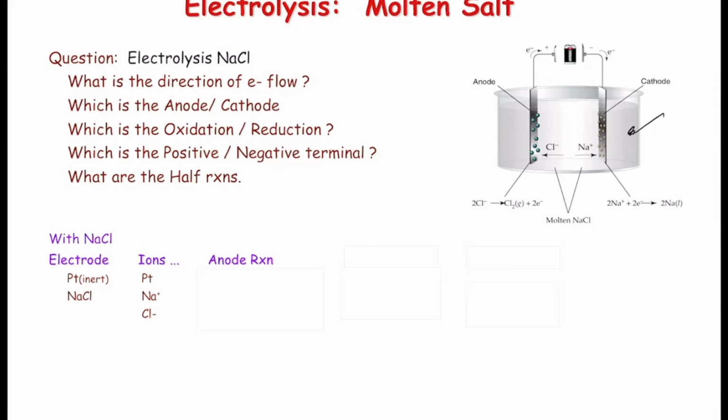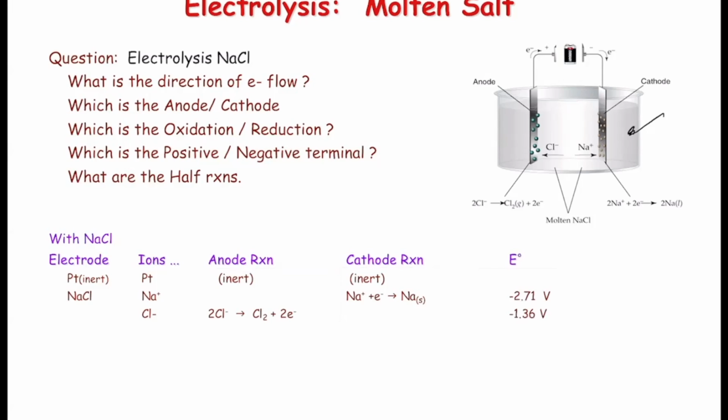At the anode, again, it's going to be oxidation. What's going to get oxidized? The chlorine is going to get oxidized from Cl- to Cl2. It goes from -1 to 0. What's going to get reduced? The sodium is going to get reduced. It goes from Na+ to Na 0.